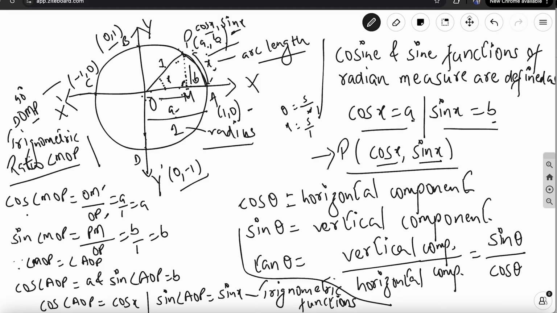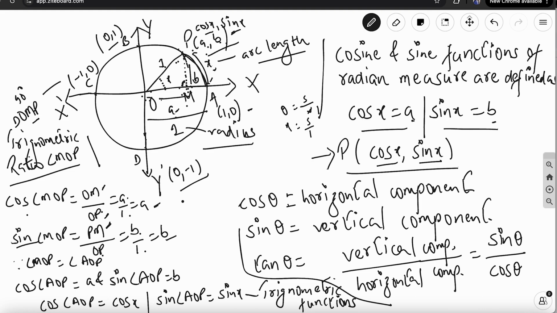So cos of MOP is OM upon OP, which is A upon 1. So it becomes A. Similarly, when we take sine of angle MOP, sine we know is perpendicular divided by hypotenuse, which is PM is perpendicular here. OP again is the hypotenuse, which is 1. PM is equal to B. So sine of angle MOP is B.